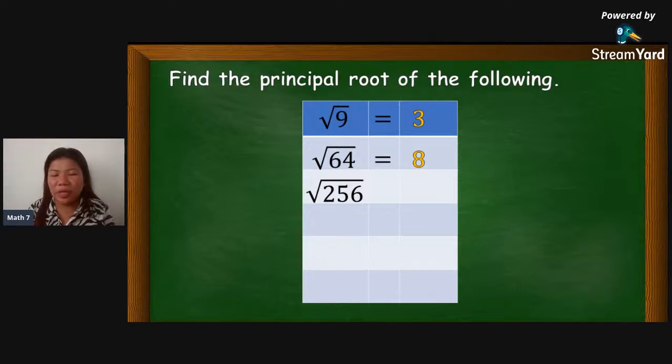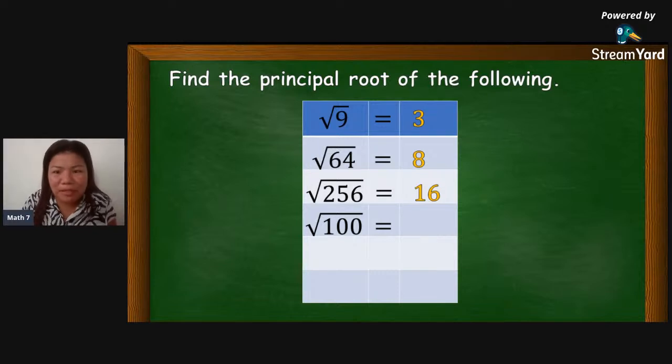Ulitin ko ha, square root of 256. Isip-isip. Clue, more than 10 po ito. The correct answer is, tingnan natin, 16. Very good. Okay, so 16 times 16, the answer is 256. What about square root of 100?